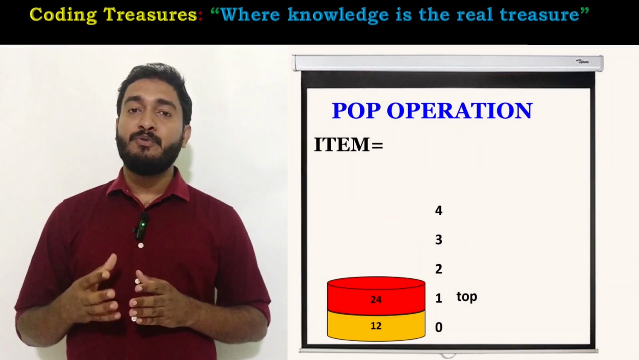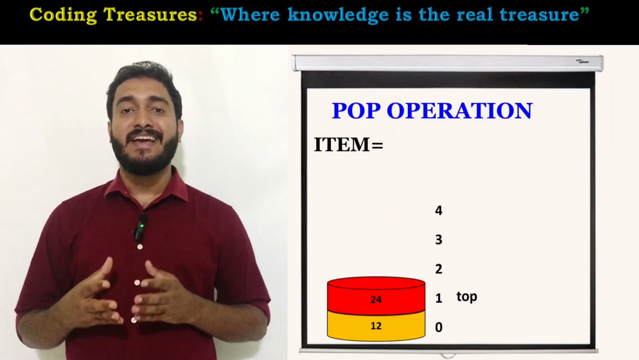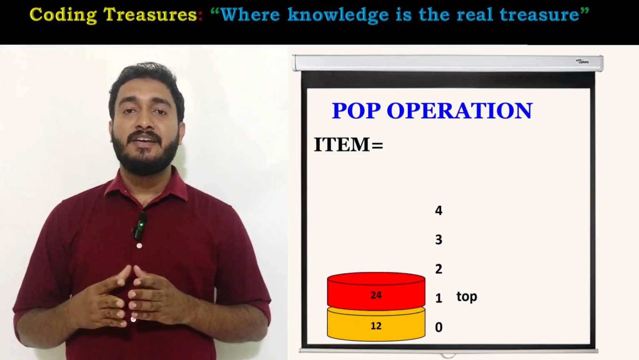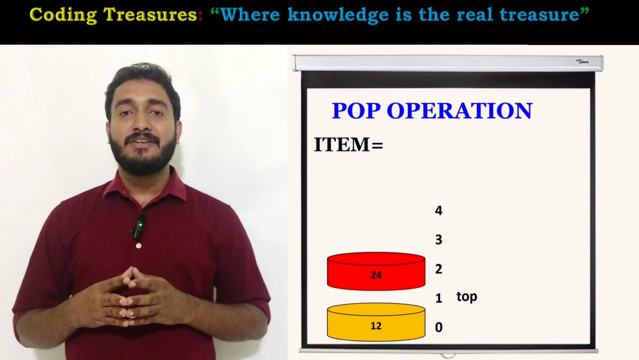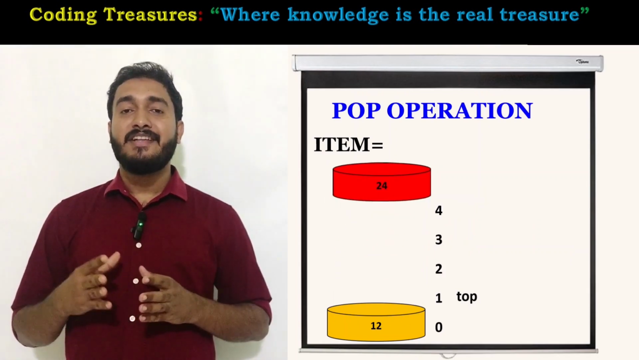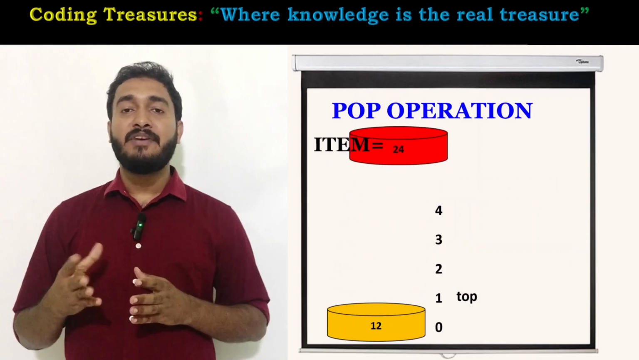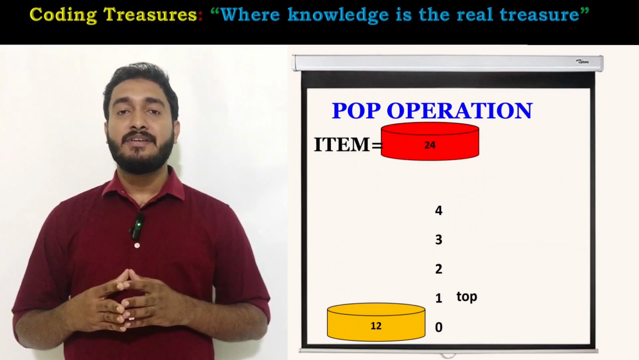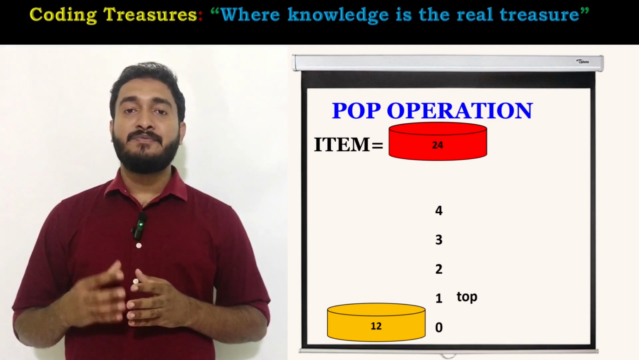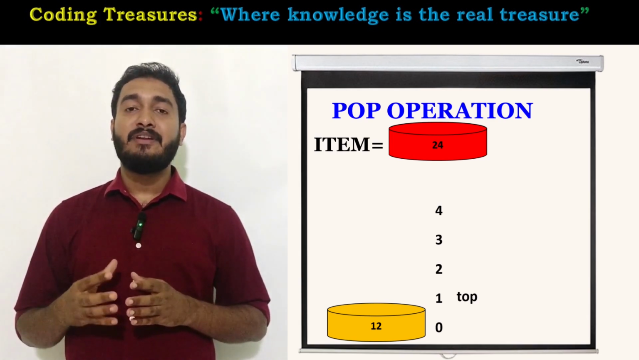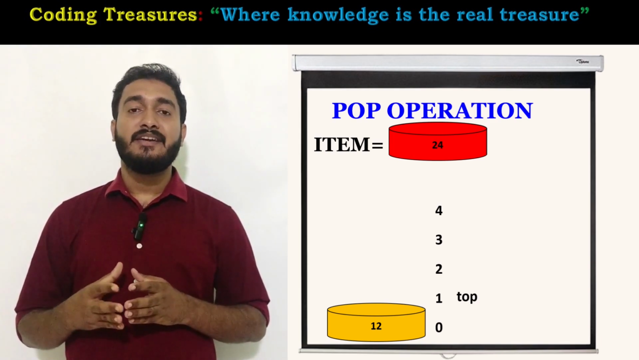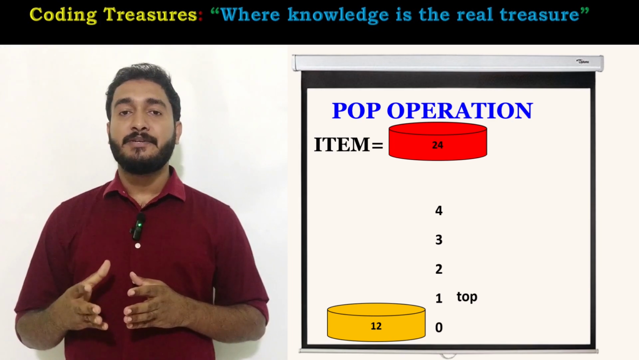Now I am going to remove 24 from stack. Once we remove the element from the stack, we will lose it, right? So what will we do? After removing the element, that element will be stored in a variable. So here we are using a variable called item. When we remove an element from the stack, that element will be stored in item. Now 24 will be removed from the stack and it will be stored in item.